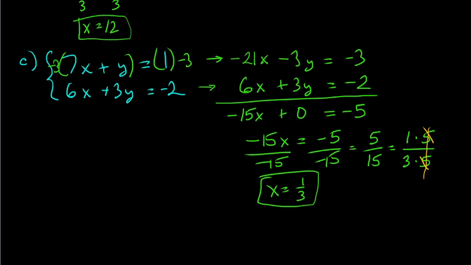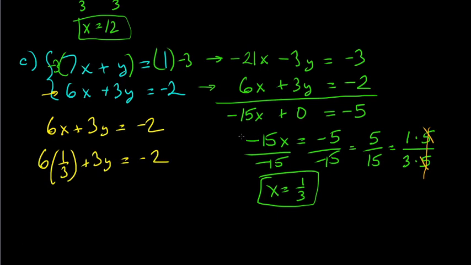Right? Now we have to find y. And again, I've always used the top equation. We can use the bottom equation as well. So yeah, I think I'll do that. So we have 6x plus 3y equals negative 2. And now if x is 1/3, we have 6 times 1 over 3 plus 3 times y equals negative 2. So 6 times 1/3 is 6 divided by 3, right? 6 divided by 3 is 2. Okay. Subtract 2 from both sides. 3y is going to be negative 4.